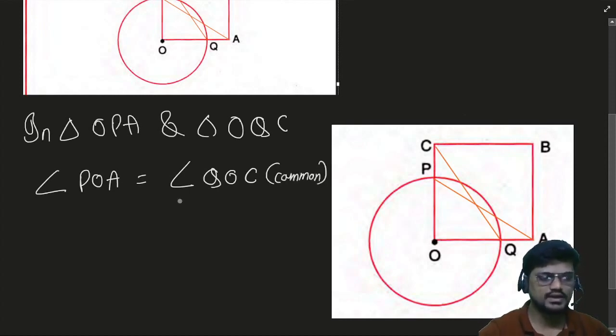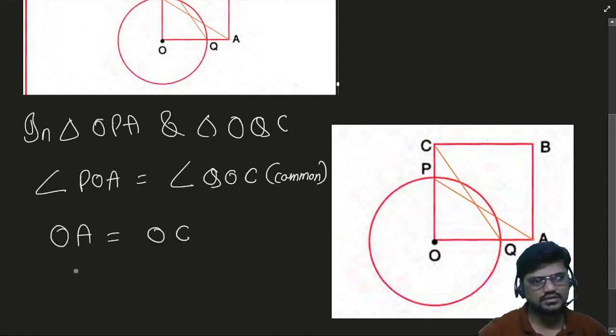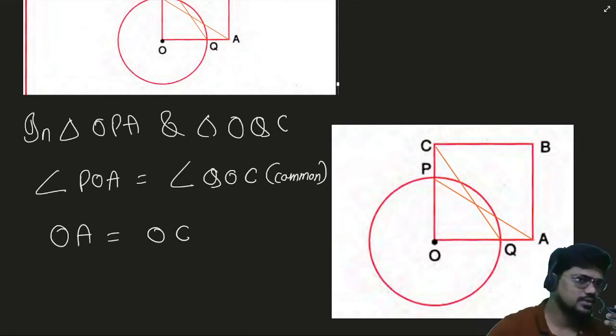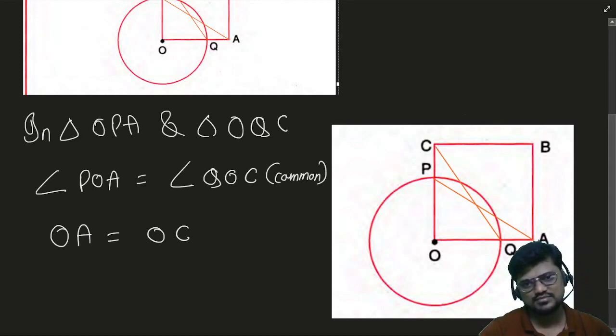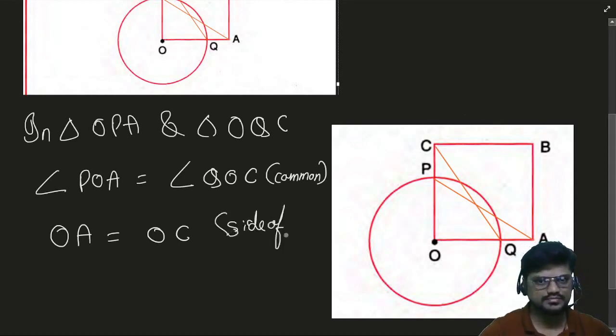Yes or no? Common and 90 degree. Yeah. We'll write common only, not 90 degree, because they both are common in this. After that, OA is equal to OC. What will be the reason? Because OABC is a square. Sides of a square we can write.